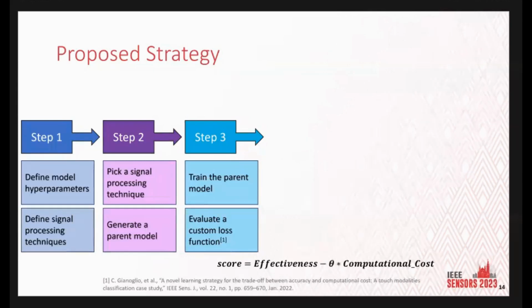For example, theta equal to 0 means that we are giving importance only to the accuracy, to the effectiveness. Theta equal to 1 means that the computational cost and the effectiveness have the same importance. And of course, if this parameter is greater, it means that the computational cost is more important than the effectiveness of our model.